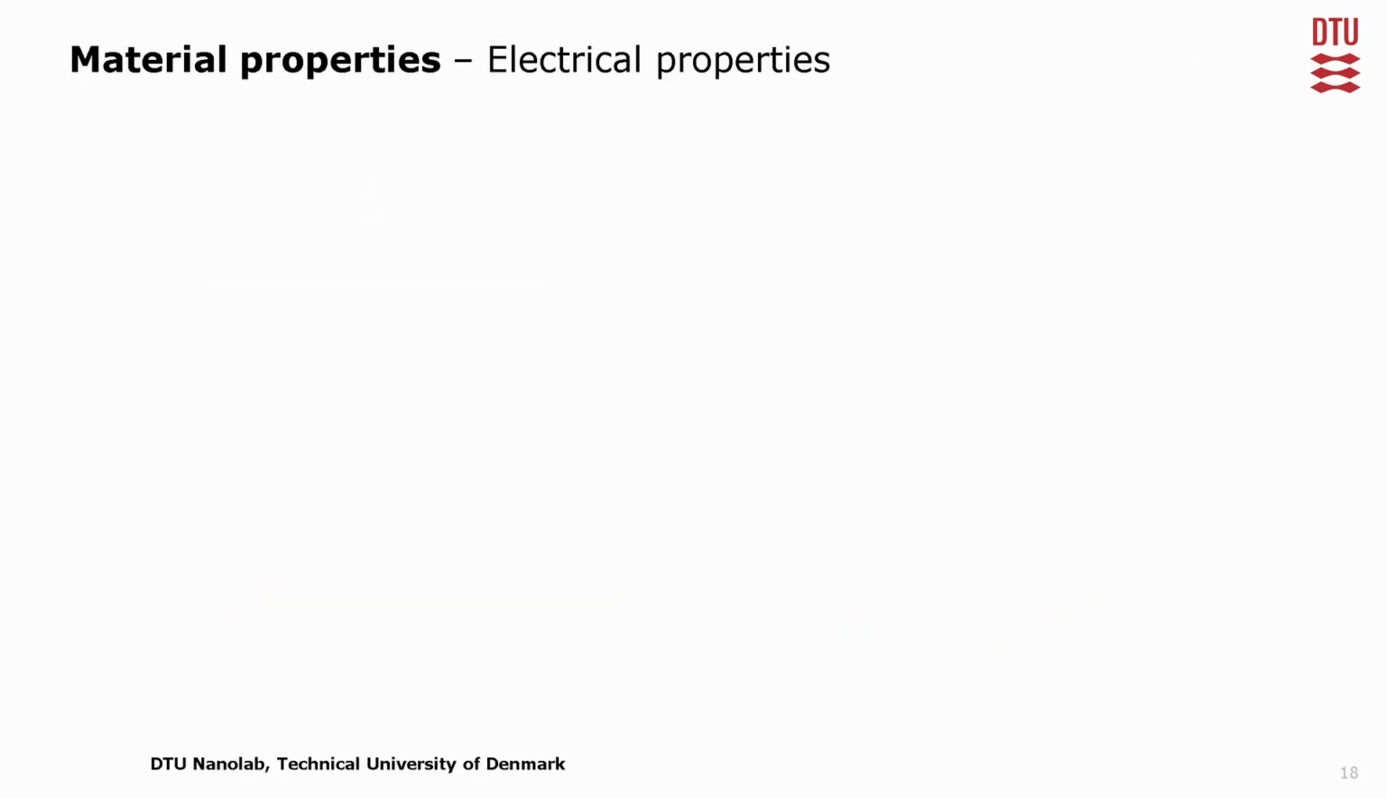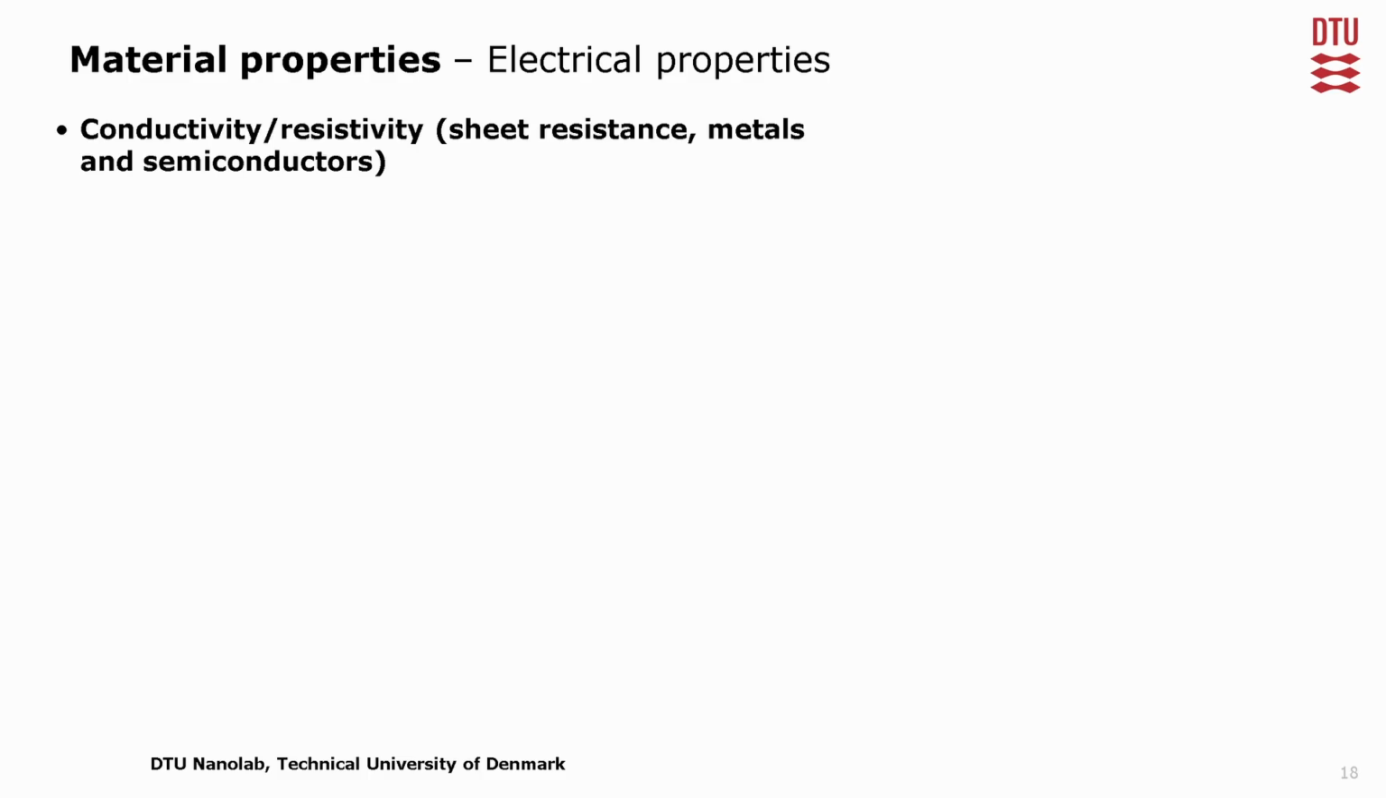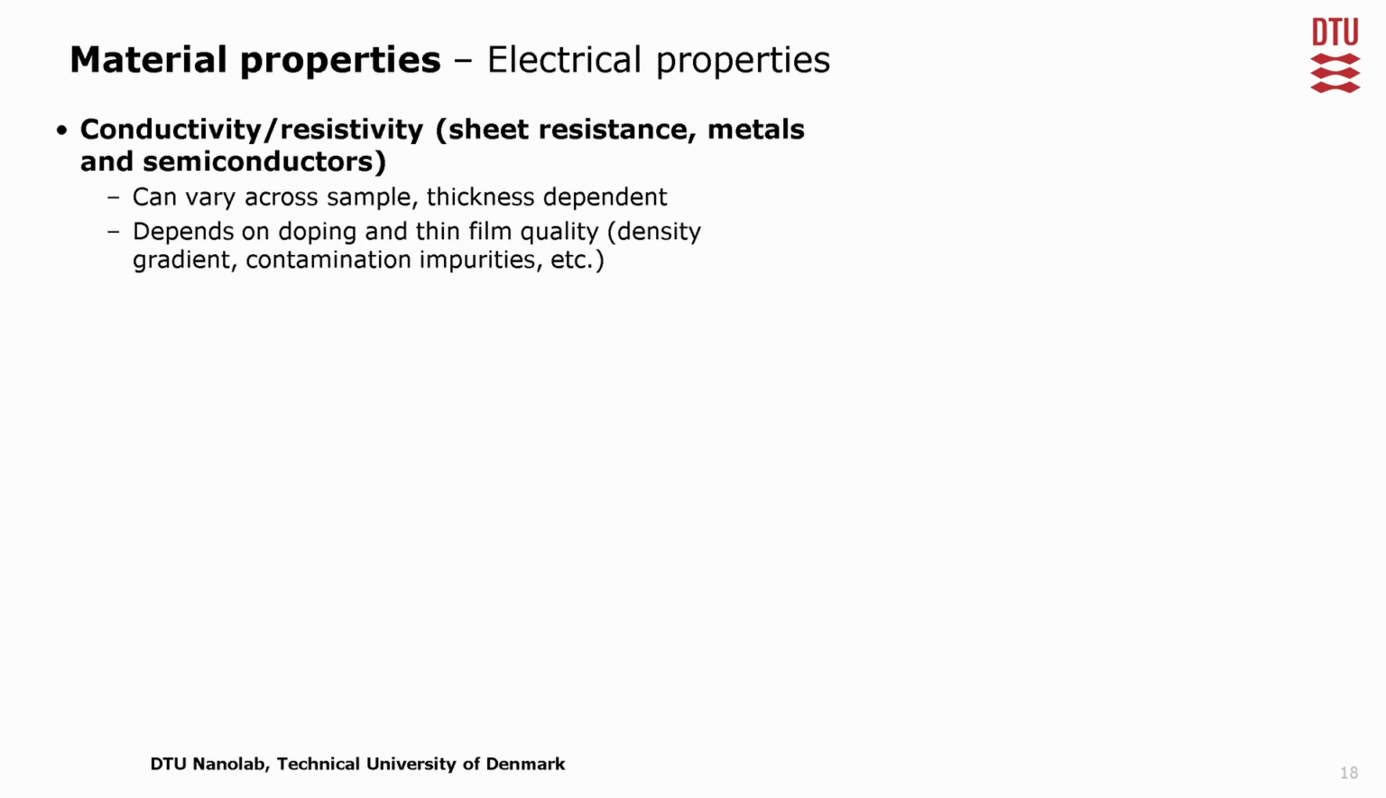Let's briefly discuss the electrical properties of deposited films. Typically, you will measure values such as resistivity, conductivity, and sheet resistance. These values can vary across the sample and are often thickness dependent. The electrical properties can be tuned by introducing a dopant, as in aluminum-doped zinc oxide films. However, the output can be affected by contamination, impurities, and other factors.